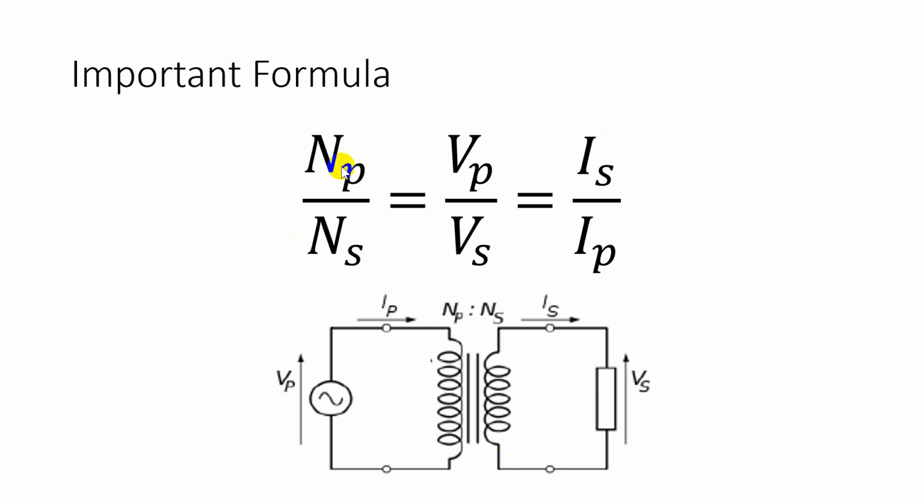N and V are at the same location, but I is flipped. VP is here, VS is here, IP is here, IS is here. This is the transformer symbol. Make sure you know how to draw it. And the dots represent the number of turns, primary and secondary.